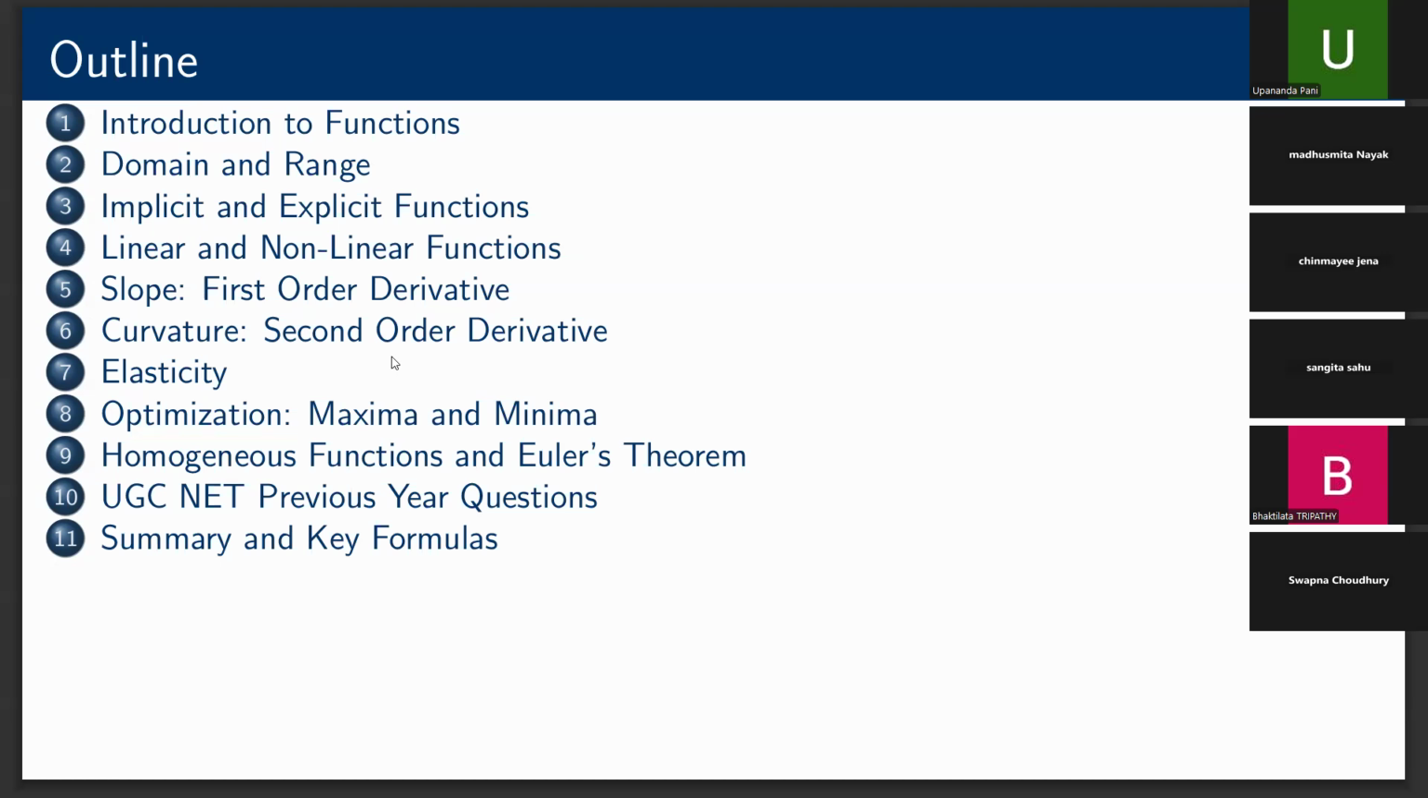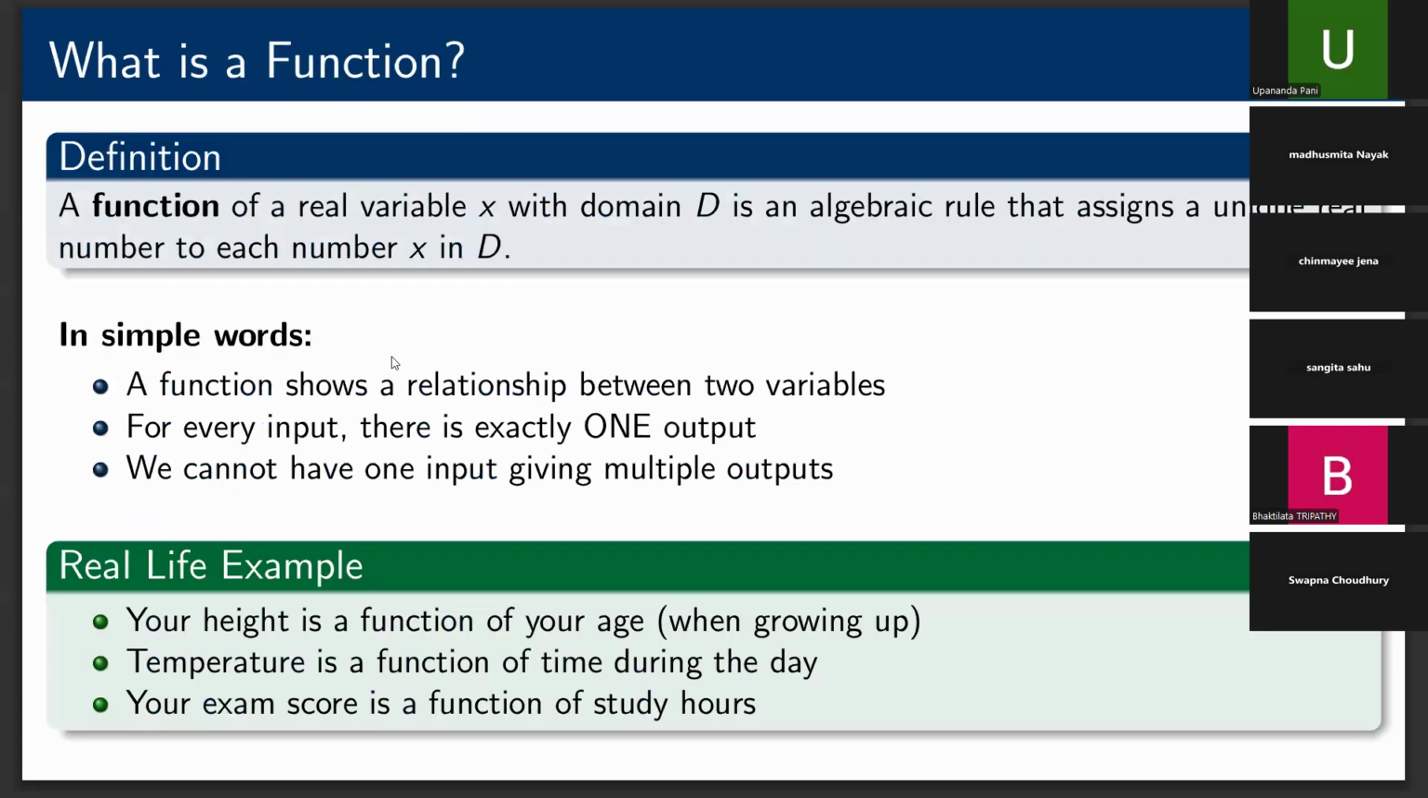Then we come to the curvature of a function, which is found using the method of the second order derivative. After slope is over, we come to elasticity, how it is calculated and how it is related to slope. Then optimization of a variable, maybe maximization or minimization. Its application will show what Euler's theorem is, which is otherwise known as the product exhaustion theorem. What is a homogeneous function, a homothetic function, and so on. So here we start with what is a function.